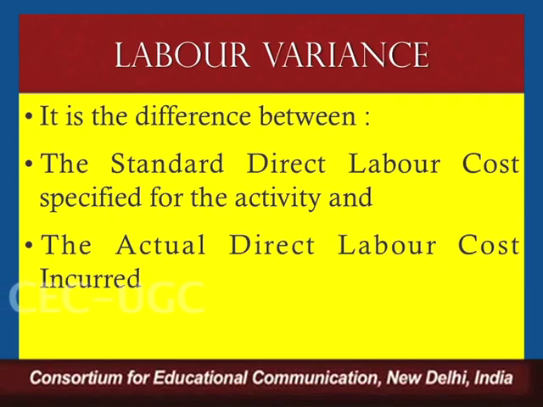Basically, if I have to define it, the labor variance is the difference between the standard direct labor cost specified for the activity and the actual direct labor cost incurred. So in this discussion, two components come to us. One is the standard labor cost for my actual output. So for a given level of actual output, we need to first compute what the standard labor cost should be as per standard. Once it is computed, we calculate the actual labor cost, that is what we have actually incurred.